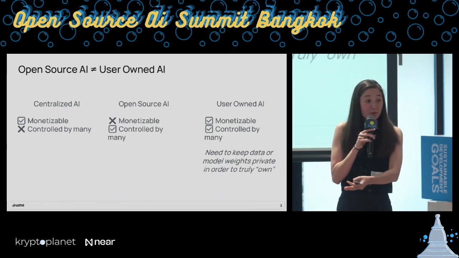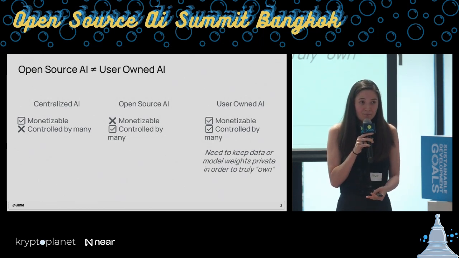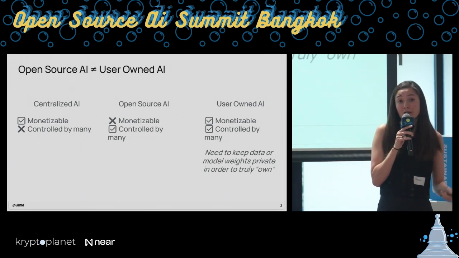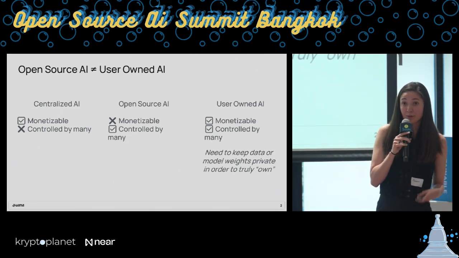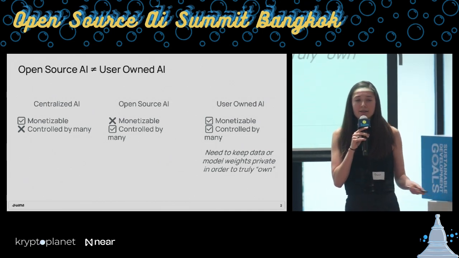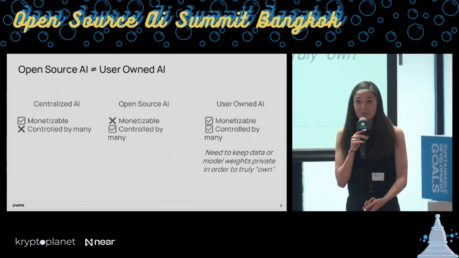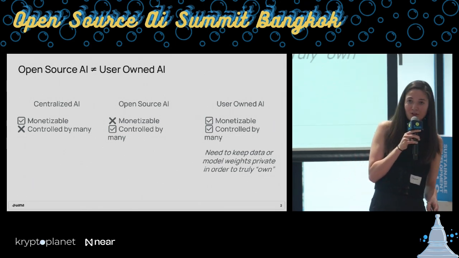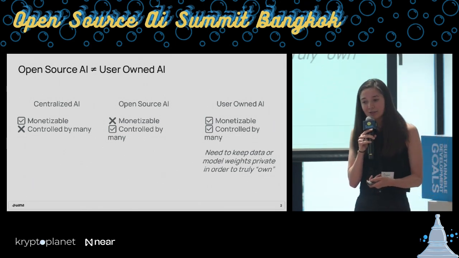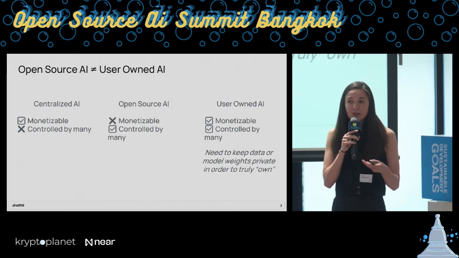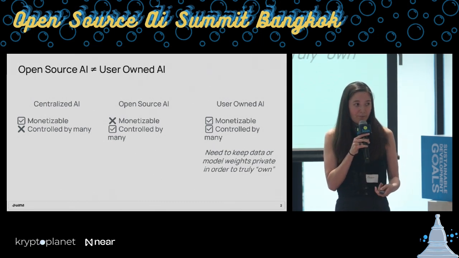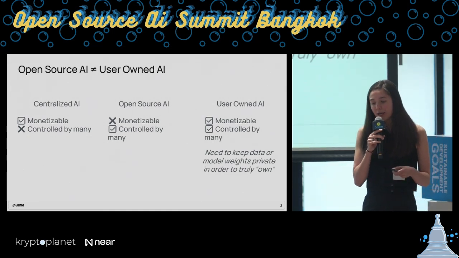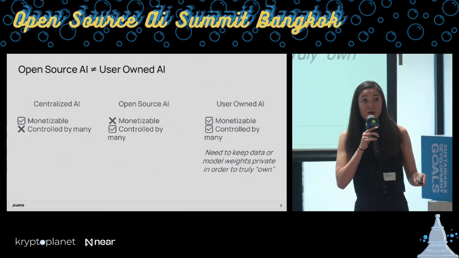The downside of open source AI, though, is that it's not monetizable. The reason that matters is that AI models are really expensive to train. Today, they can cost upwards of $100 million in compute and data, and as that scales, it's going to be upwards of a few billion, right? While a lot of funding went into open source AI a couple of years ago, people have realized there's not really a business model, so you really do need some way to monetize AI. What user-owned AI offers is the best of both worlds. You're able to have AI that's monetizable, but that's also controlled by many.